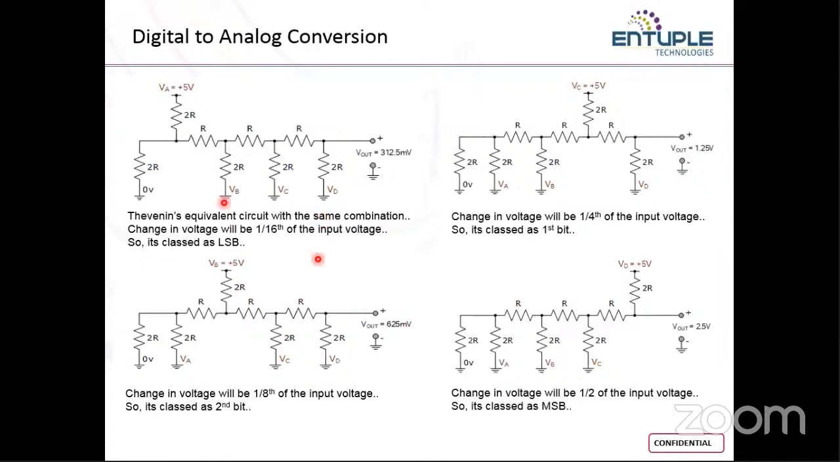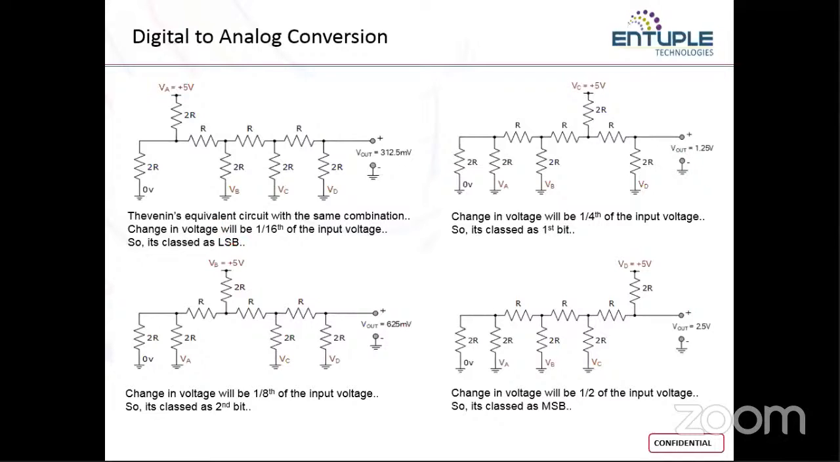If we have the input voltage at the most significant bit, then what is going to be the output voltage? If we consider the Thevenin's equivalent circuit with the same combination, then the change in voltage will be 1/16th of the input voltage for a 4-bit. For an 8-bit, you have to imagine in that manner: 1 by 32 of the input voltage will be the difference.